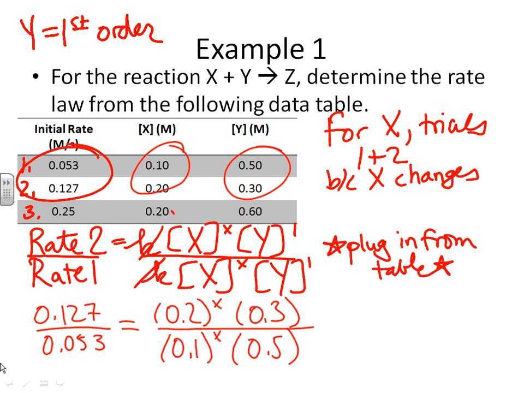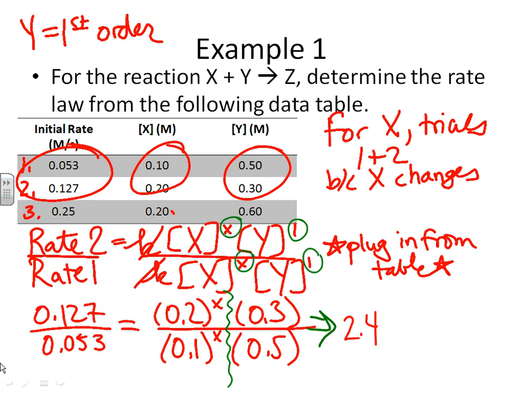So, all right, 0.127 divided by 0.053, simplifying it further. This is going to turn into, doing that math, 2.4. Right, divide 0.127 by 0.053, that's 2.4. Now, a little bit of a reminder. Because the y here is raised to the first and the x here is raised to the x, they have different exponents. You have to simplify them separately, right? Math class, you have to simplify them separately.